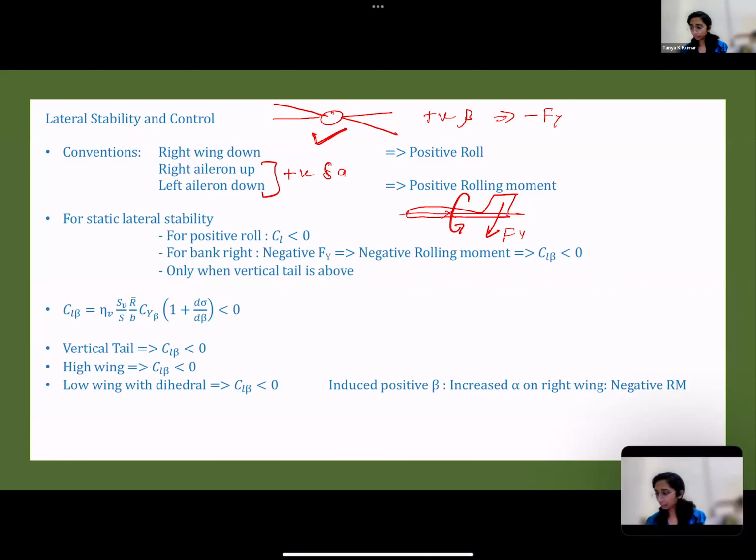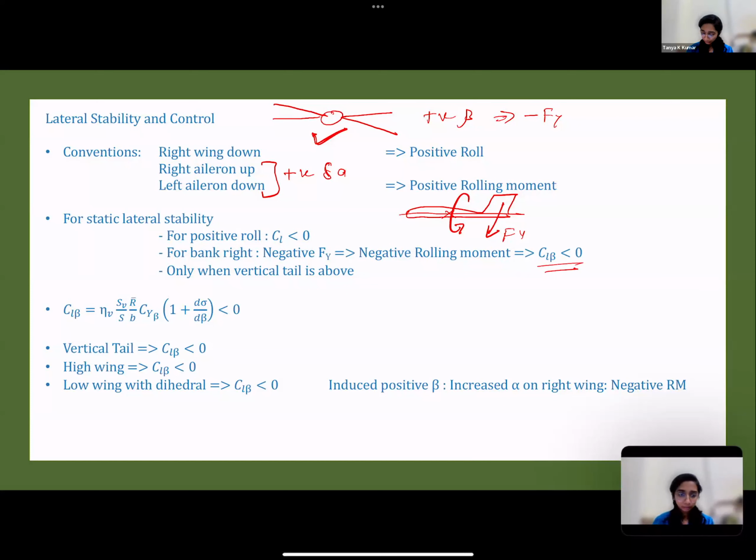Is it clear for everyone that a negative Fy acting at the vertical tail that is above your CG will produce an anti-clockwise moment? I hope it's clear. Just stop me at any point if it's not clear, okay? So for a bank, it produces an effective positive beta. Positive beta, we know, produces negative Fy. This negative Fy above your CG produces a negative or restoring rolling moment. So for a laterally stable aircraft, your CL beta should be negative.